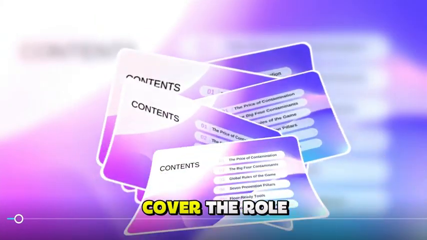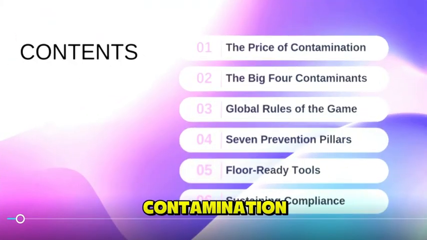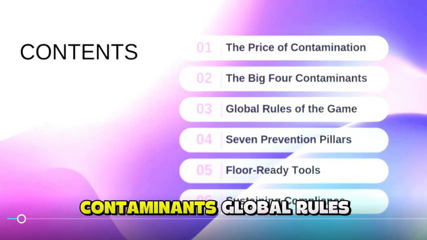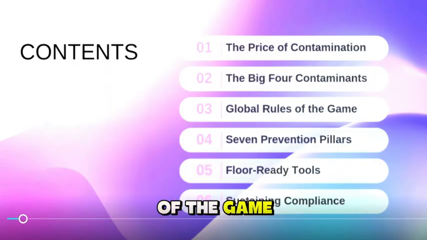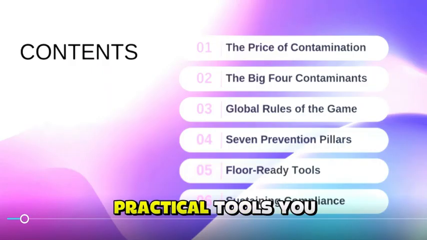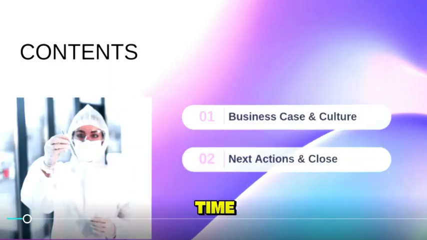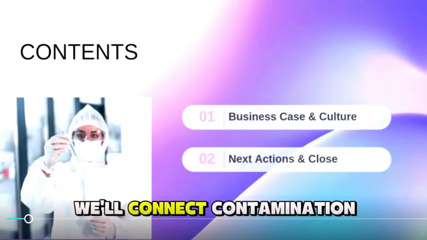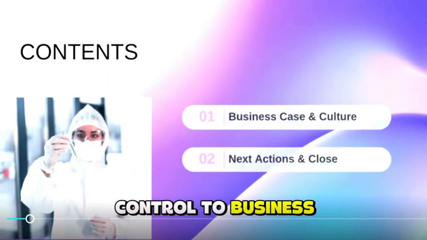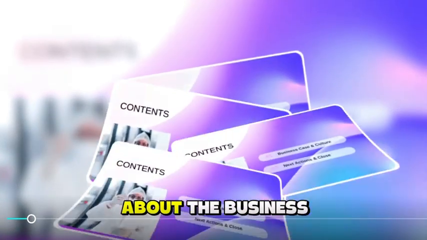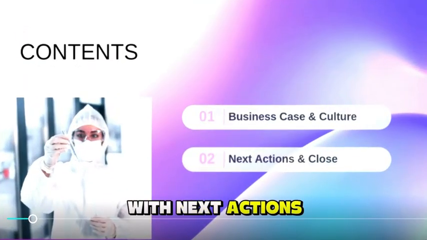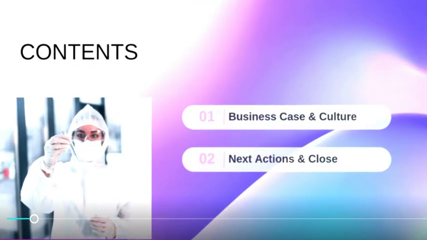Here's what we'll cover: the role and impact of contamination, the big four contaminants, global rules of the game, 7 prevention pillars, practical tools you can use on the floor, and how to sustain compliance over time. In the second half, we'll connect contamination control to business culture. We'll also talk about the business case and wrap up with next actions and closing thoughts.